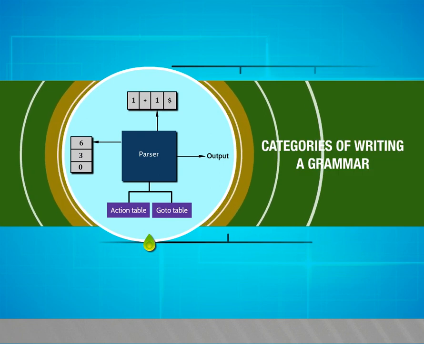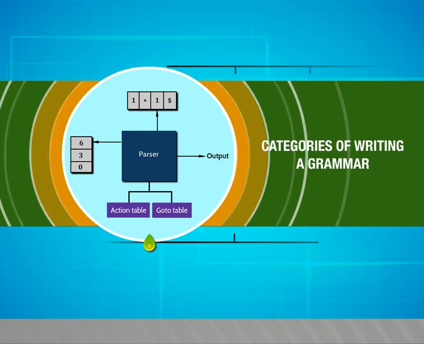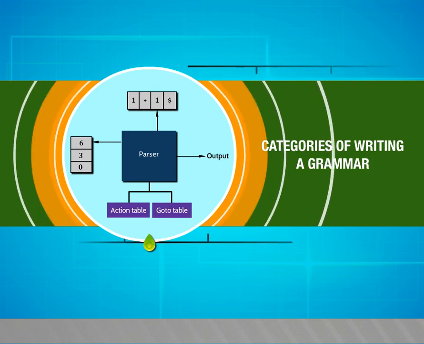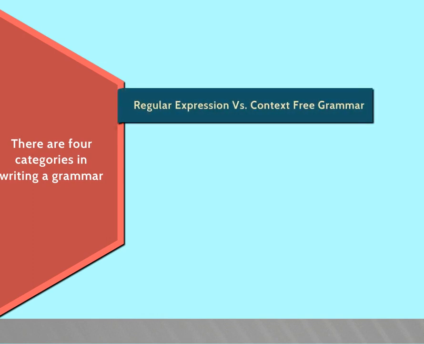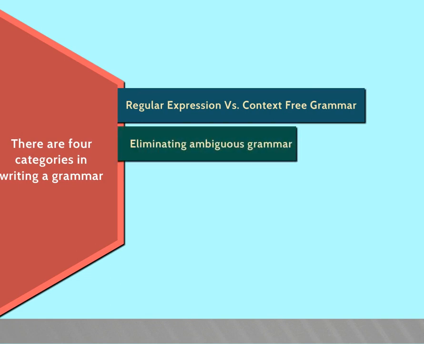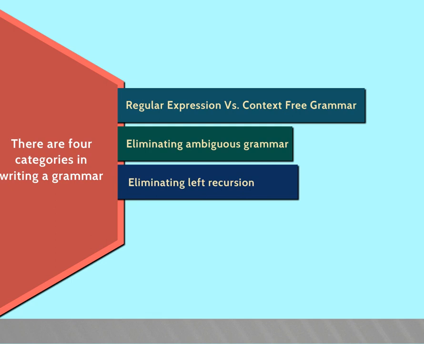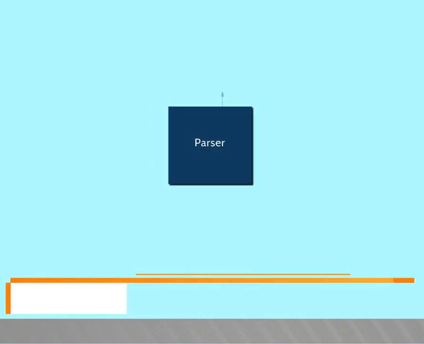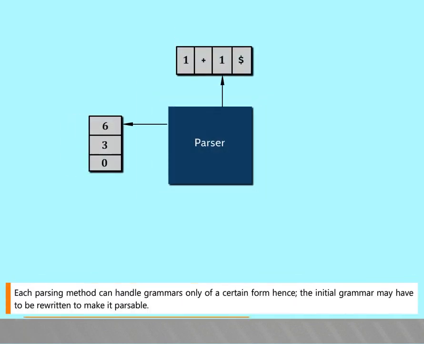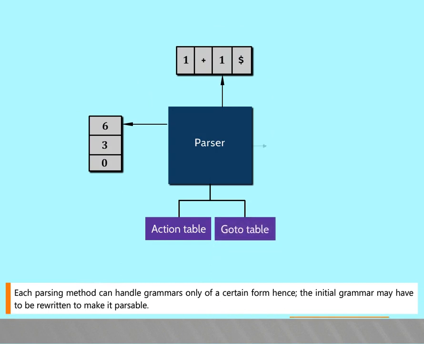Categories of writing a grammar. In this video, we are going to see about categories of writing a grammar. There are 4 categories in writing a grammar: regular expression versus context-free grammar, eliminating ambiguous grammar, eliminating left recursion, and left factoring. Each parsing method can handle grammars only of a certain form, hence, the initial grammar may have to be rewritten to make it parsable.